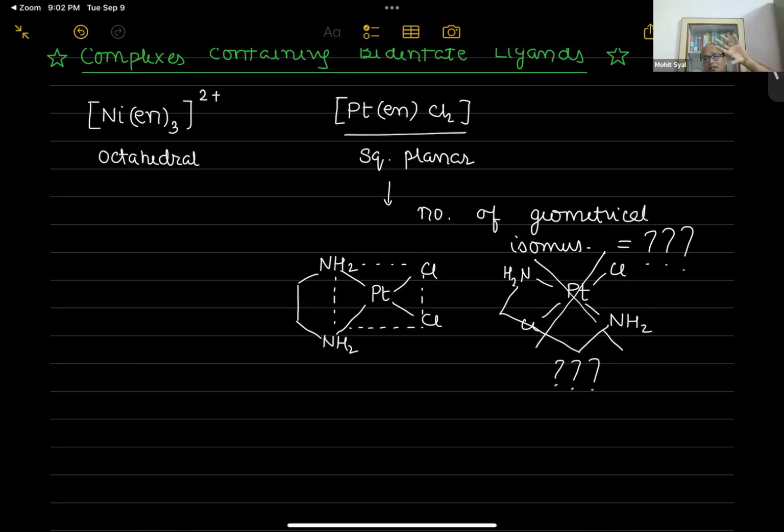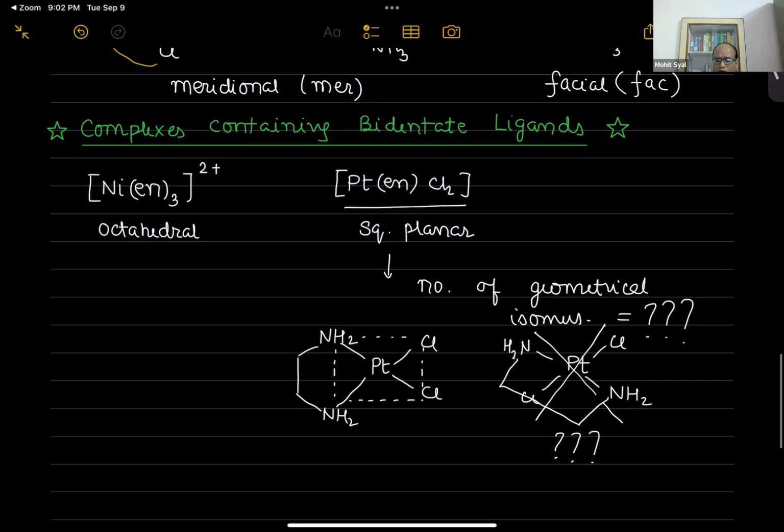The problem is not with the Cl. Okay, are you getting my point? The problem is with respect to the bidentate ligand ethane 1,2-diamine. Got it? That is the actual problem, and you cannot connect in a trans manner. So it is not going to show cis trans isomerism, so the number of isomers will be 0. Is it clear or not?